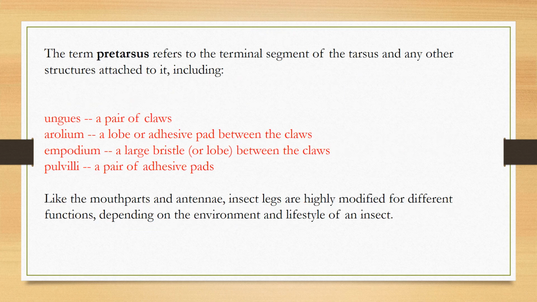The term pretarsus refers to the terminal segment of the tarsus and any other structures attached to it. These are the ungues, a pair of claws; arolium, a lobe or adhesive pad between the claws; empodium, a large bristle or lobe between the claws; and pulvilli, a pair of adhesive pads, mainly in flies such as house flies. Like the mouthparts and antennae, insect legs are highly modified for different functions, depending upon the environment and lifestyle of an insect.